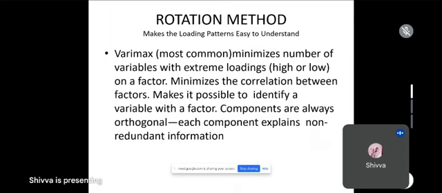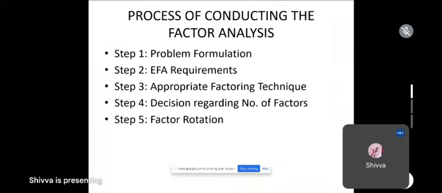After that, we use the varimax rotation to confirm our variables. So the process of conducting the factor analysis is step one. In step one, we will use the problem formulation. As I told you, this is the step one where we find out the problem formulation.